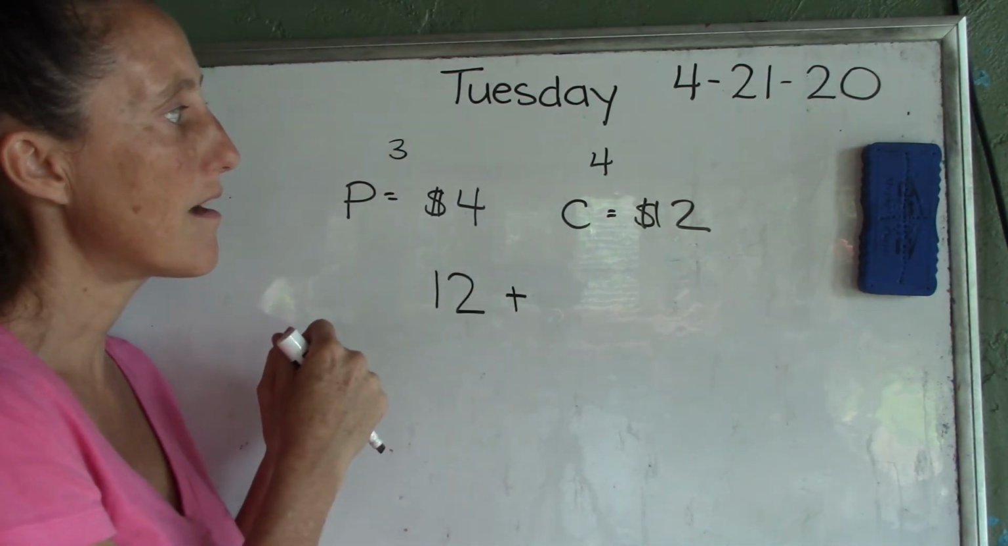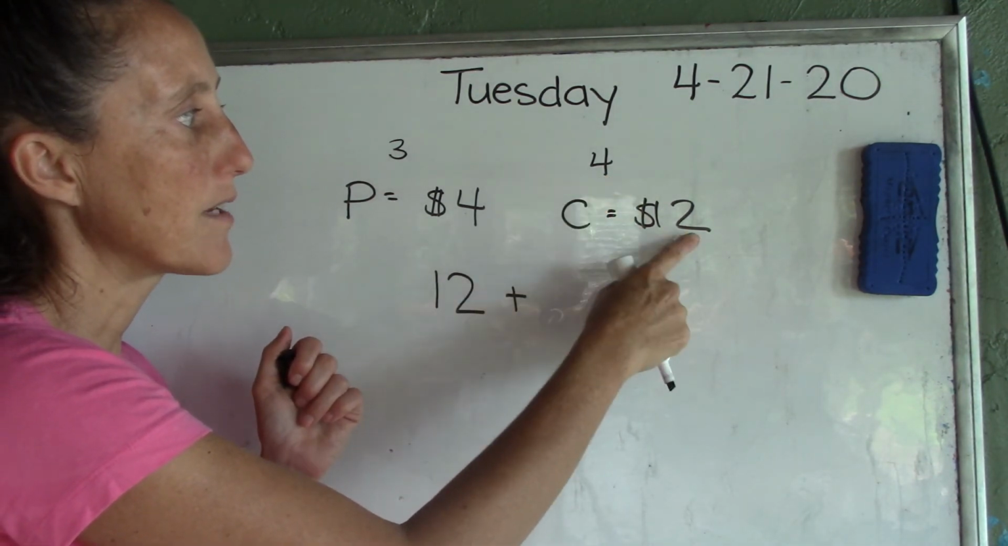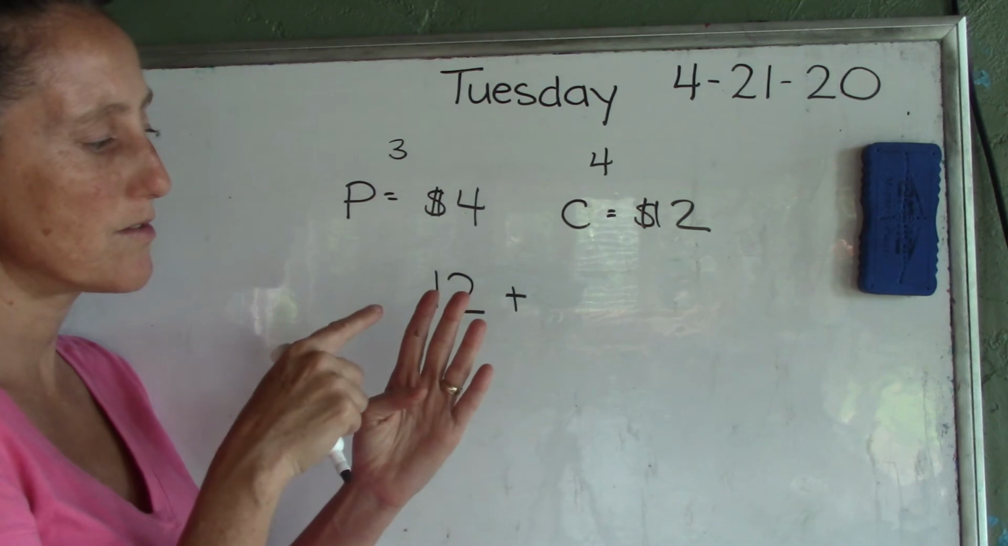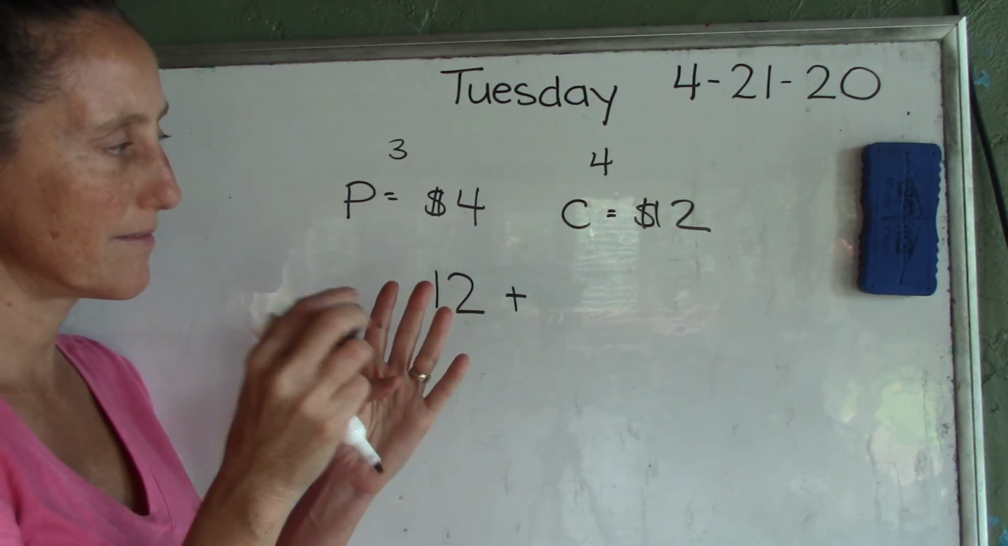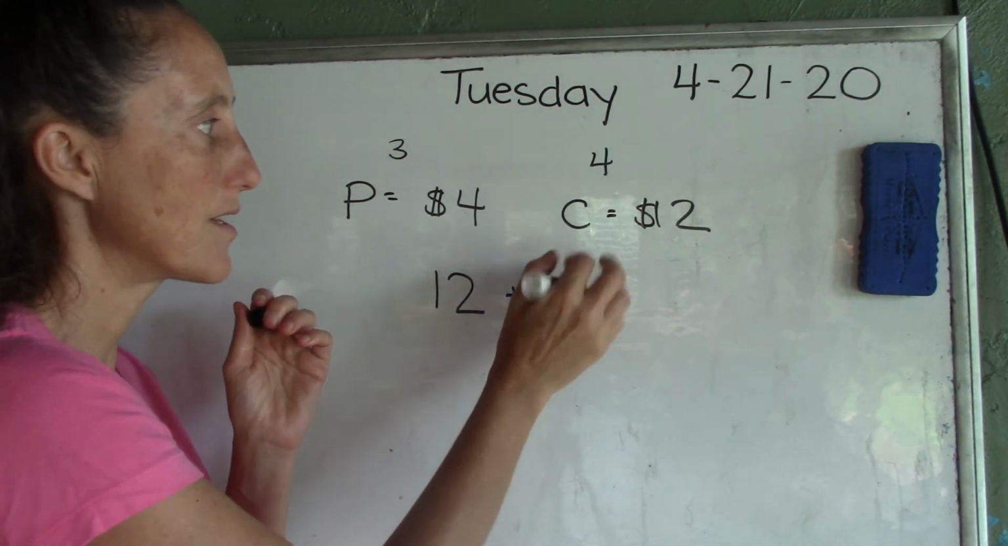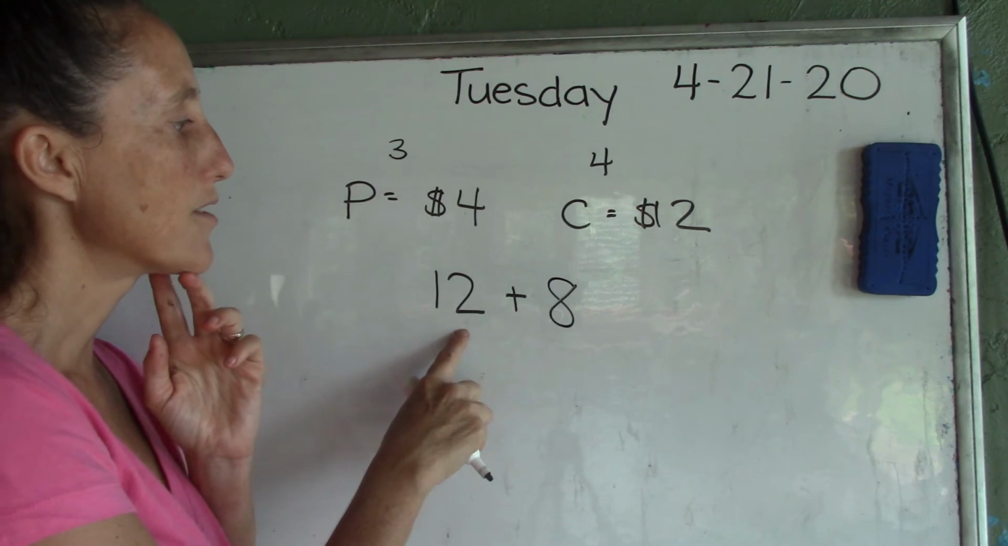How much did I spend on crayons? I bought 4 and they were $2 each. So count by 2s 4 times. 2, 4, 6, 8, right? And so 8. Or you could do it the other way, 2 4s, 4, 8, whichever way you want. So 12 plus 8.